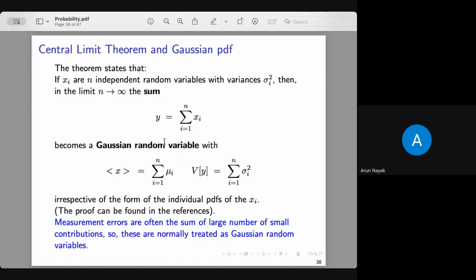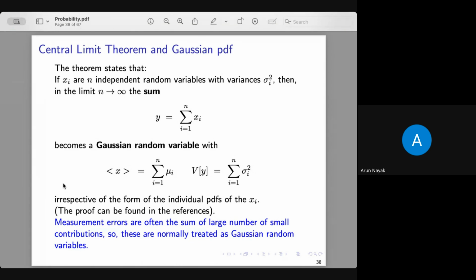The mean is the sum of the means of the independent xi's, and the variance is the sum of the variances of the independent xi's. Instead of the sum, if you take an average, then you can show that the mean will be the average of mu i's, and the variance will be 1 over n times the sum of the sigma i square.